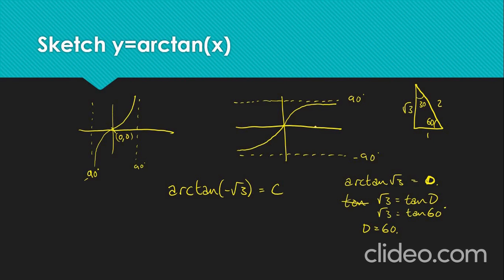Okay, so that's root 3 there. When we plug in root 3, we get out 60 like that. Okay, now using the graph to work out negative root 3 being plugged in, it's pretty obvious that that should be negative 60. Okay, so C equals negative 60.